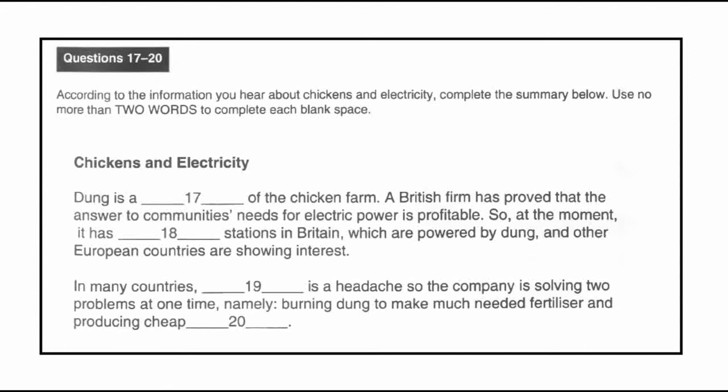In many countries, agricultural waste is even more of a problem than industrial waste, polluting even the sea, where rivers have carried nitrogen and other agricultural waste to estuaries and inshore waters. By burning dung and producing cheap electric power in the process, however, this company is solving 2 problems in one go. That's all for today.